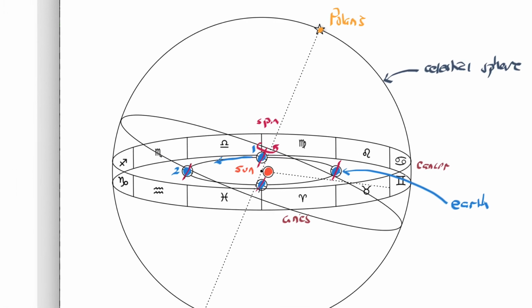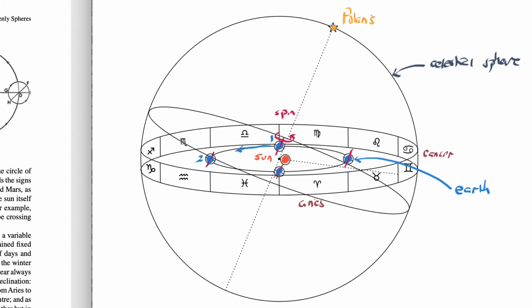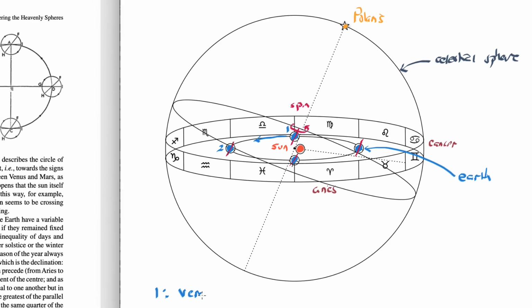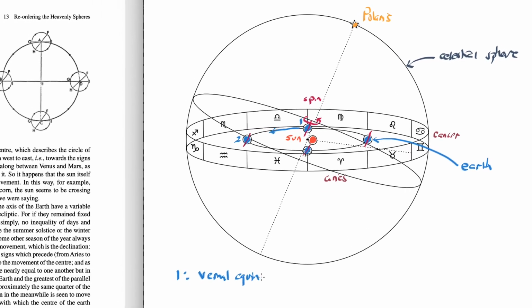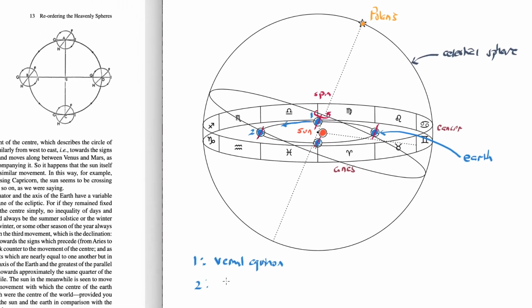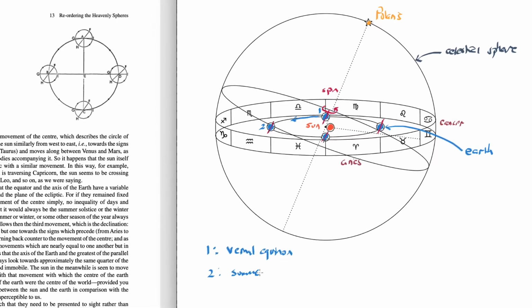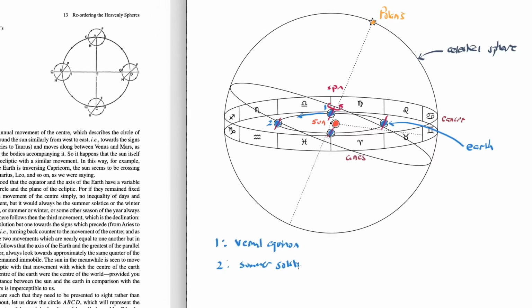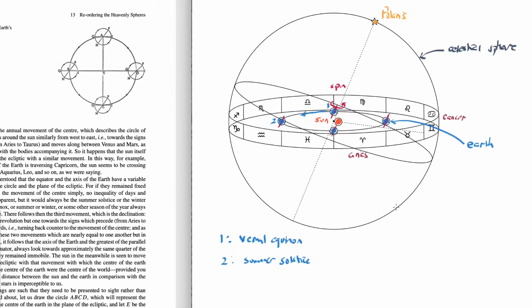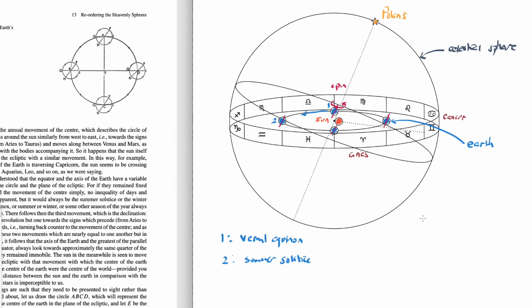So at position 2, if position 1 was when one was at the vernal equinox, at position 2, that would be the time of the summer solstice. Why is that? Because the sun would appear to be entering Cancer when the Earth is at position 2.